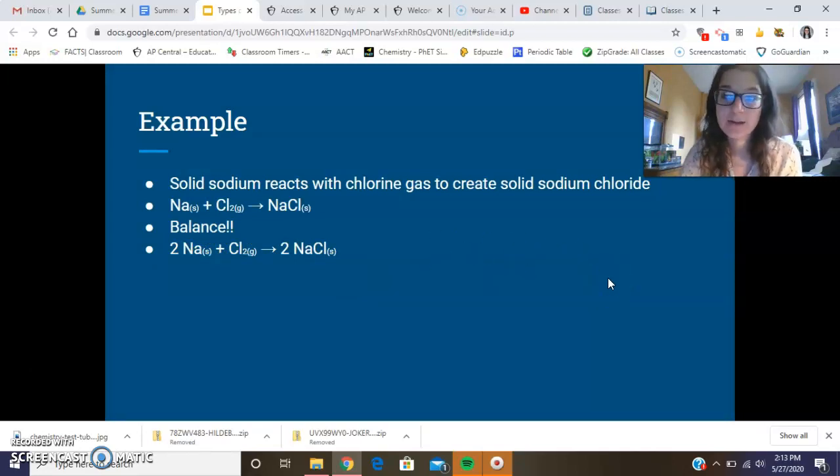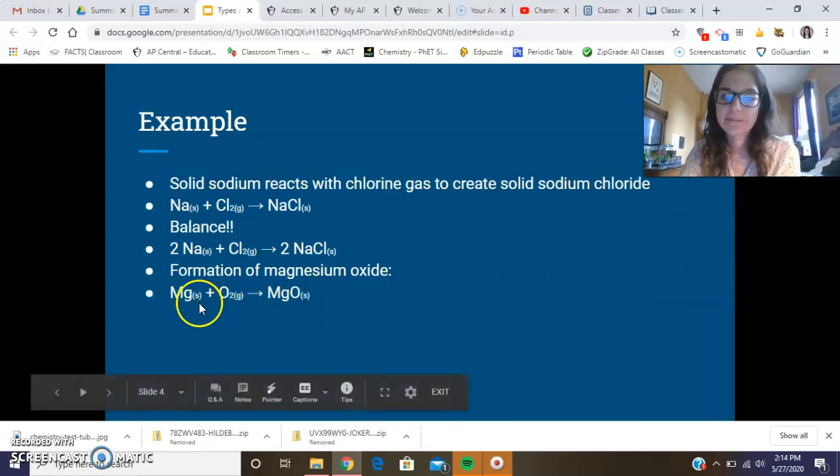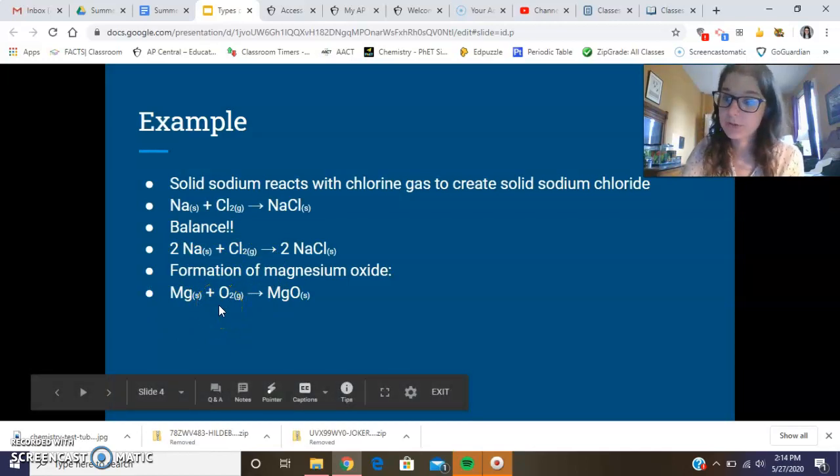Another common type is the oxidation of metals. So formation of magnesium oxide, which is basically a metal with oxygen as the nonmetal, is the way that you can think about it. It's kind of like when silver rusts or something, basically reacting with air. So here we have magnesium solid reacting with oxygen gas. Again, oxygen is a diatomic element, so it's always existing as O2.